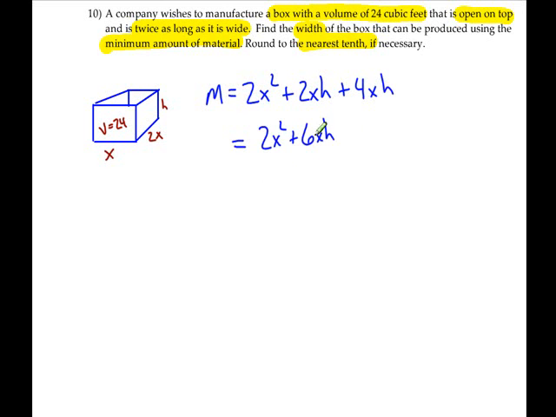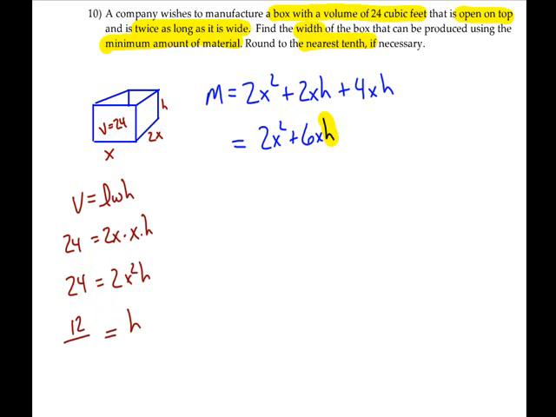I really need to get rid of this h. That h is a problem because I don't want to work this in two variables. So let's go back over here. We know that volume equals length times width times height. I also know that the volume is 24, and I know that the length is 2x, the width is x, and the height is h. I should be able to solve this for h. Let's simplify that up a bit. 2x squared h. If I divide both sides by 2x squared, I get h is the same as 24 divided by 2 is 12, and then we're still dividing by x squared. So h is the same as 12 over x squared.